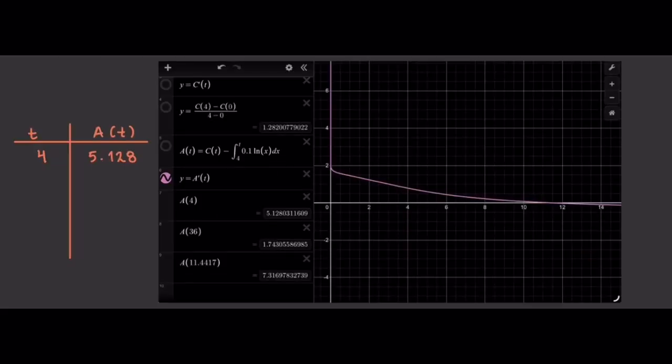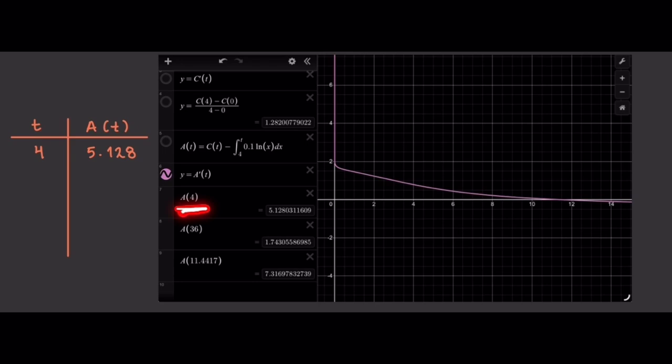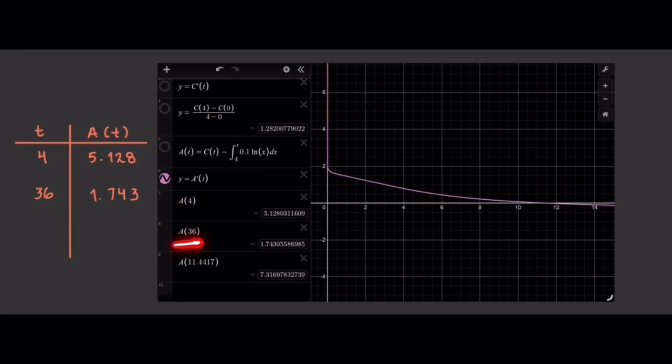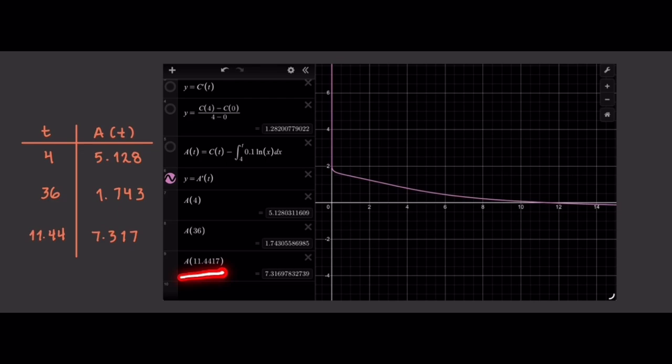Now we check whether this value gives a maximum. We compare values of a of t at the endpoints and at the critical point. At t equals 4, we have a of 4 is approximately 5.128. At t equals 36, we have approximately 1.743. And at t equals 11.44, we have approximately 7.317.